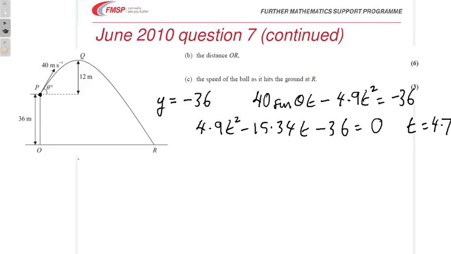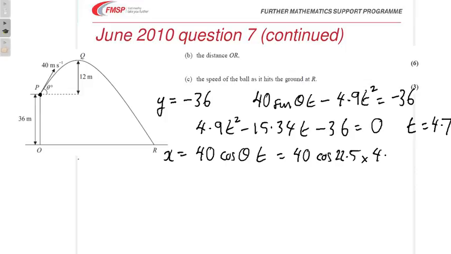That's not what they're asking. They want the distance OR. So now we've got to use the x equation. x equals 40 cos theta t. So when you plug in the value of theta of 22.5, it was from the first part, 40 cos 22.5 times 4.7, we get an x value of 173 meters. And that's part B. That was 6 marks for finding the distance OR.